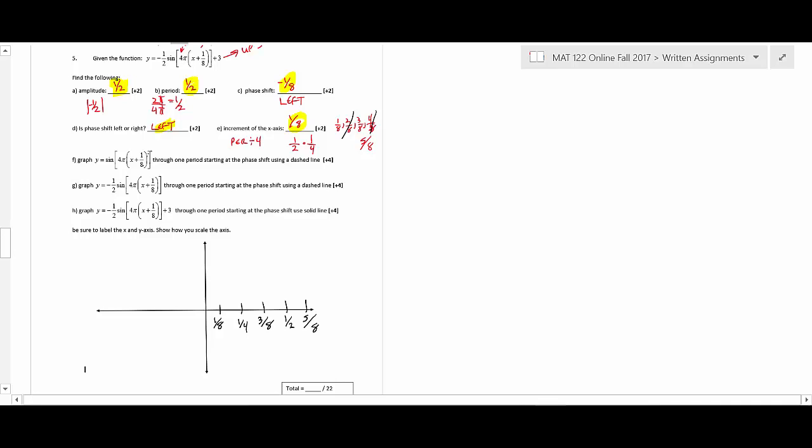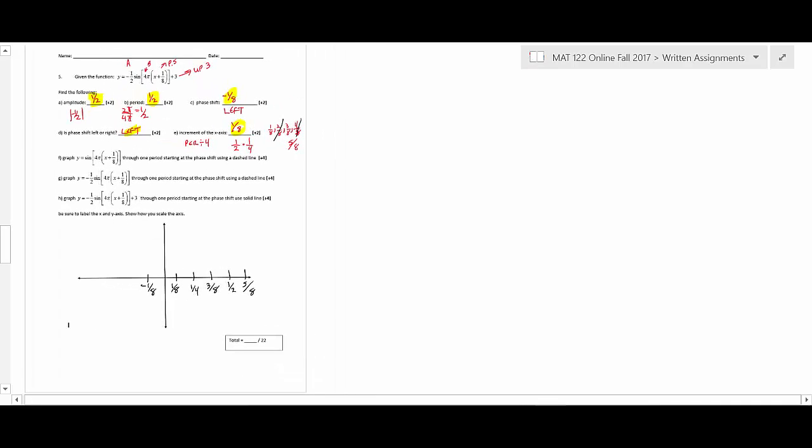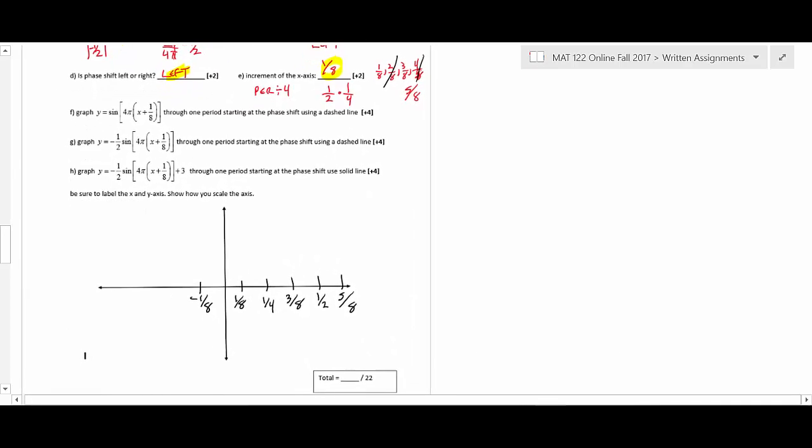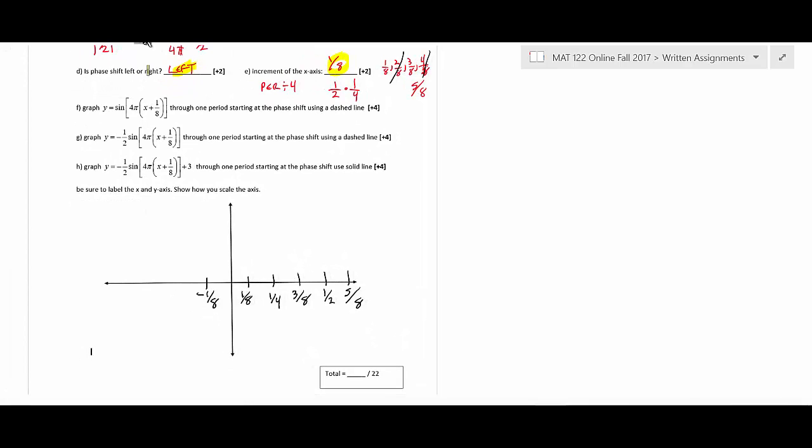Okay. So this says graph through one period starting at the phase shift. The phase shift starts at -1/8. Okay, so what we're going to do is we're going to put this kind of together like this. And again, I'm doing this in stages. See, I'm working inside out. So I do that, then I do the amplitude, then I put that in order like that.